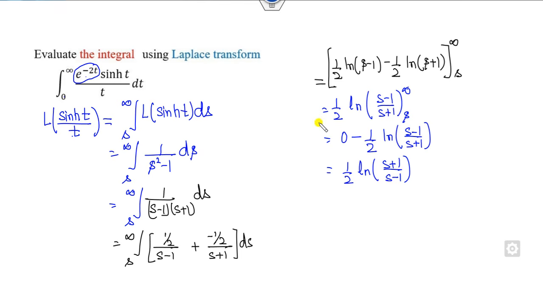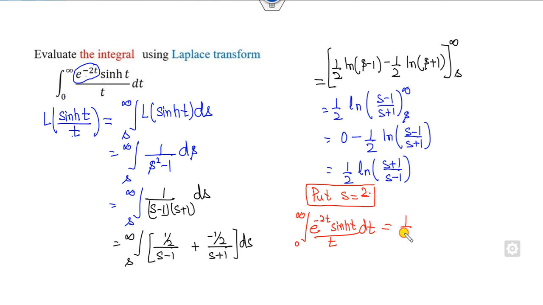Then what you can do is substitute s equal to 2. Fine. So the left hand side becomes the integral of e raised to power minus 2t, sine hyperbolic t over t, dt, which, when you substitute 2, is half ln of 3 divided by 1. That is the right answer.